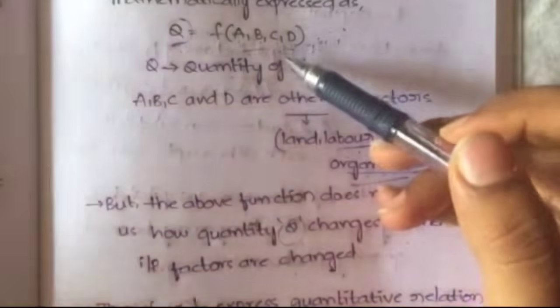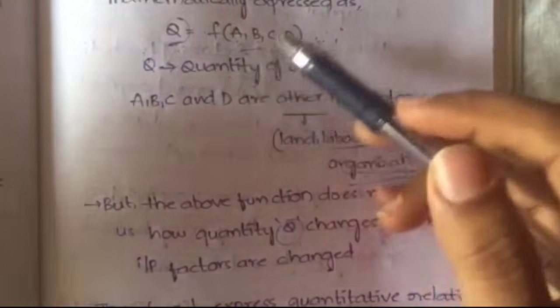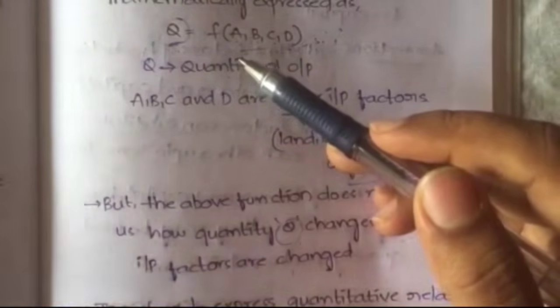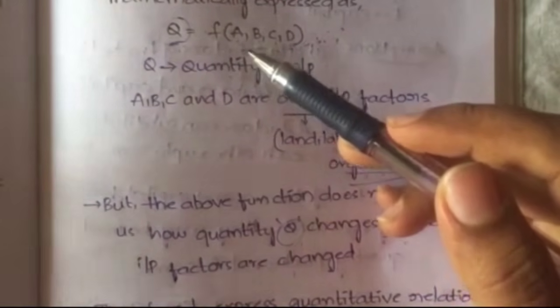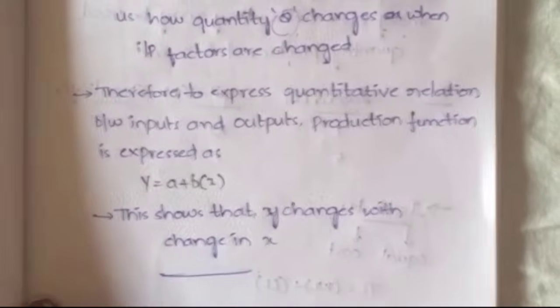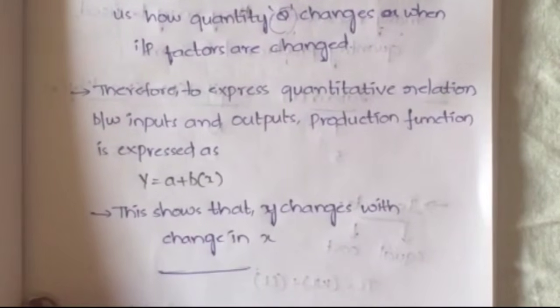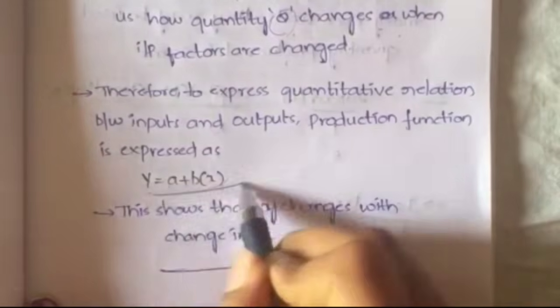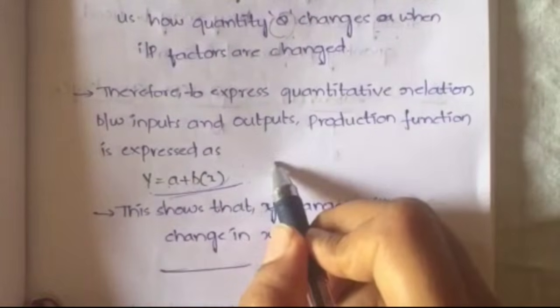So in order to express this relationship perfectly, that means to even explain the changes, we have another function. Let us see what that function is. So to express the relationship between the inputs and outputs, how they are changing depending on the increases or decreases that are going to happen in it, you can express it as y is equal to a plus b of x. This is another new production function that you have got.